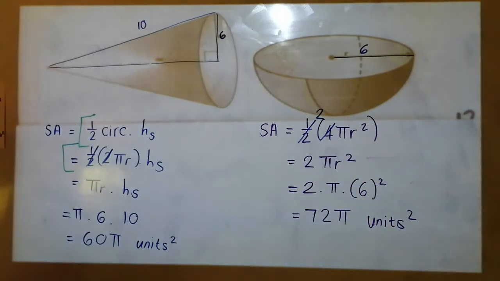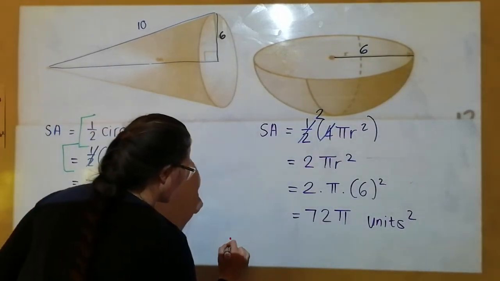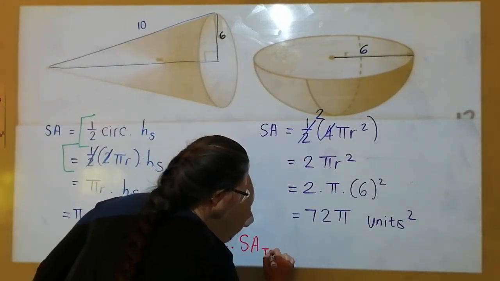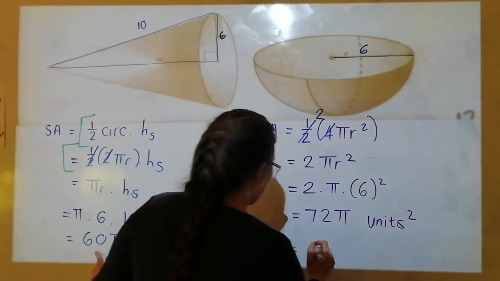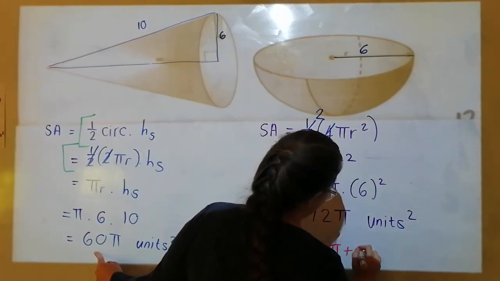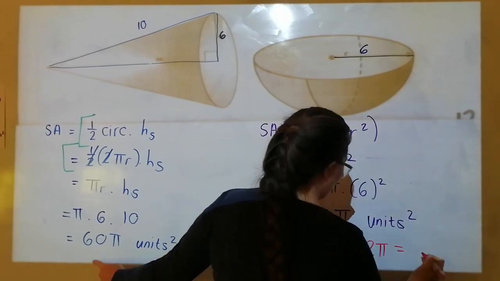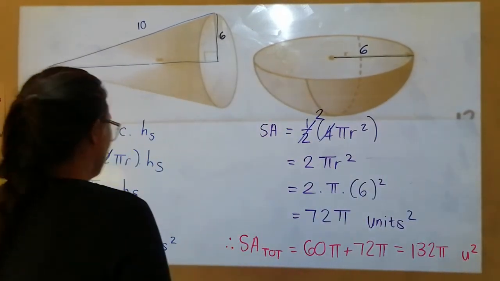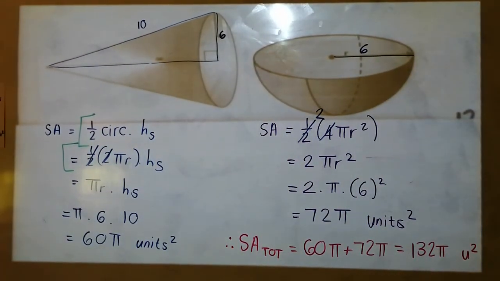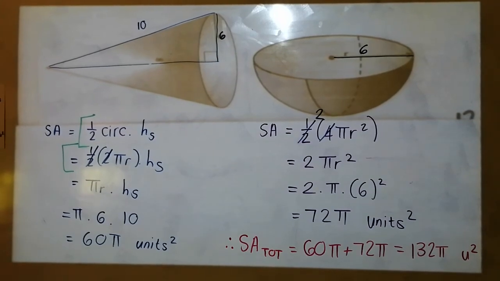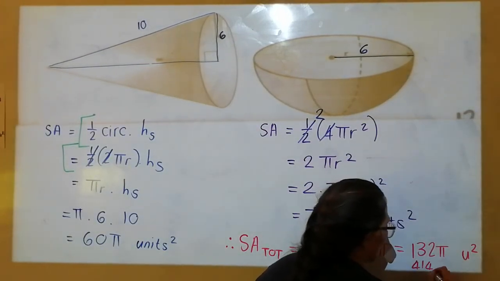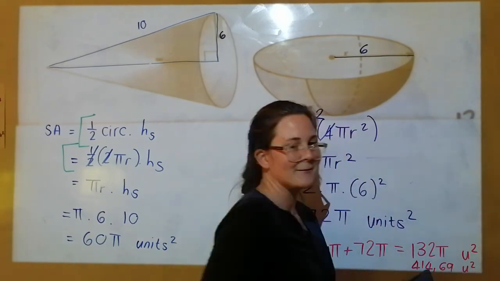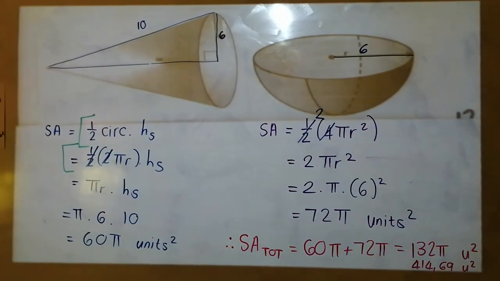So therefore, my total surface area of this ice cream cone is going to be 60 pi plus 72 pi, which equals 132 pi units squared. If you want to put that in your calculator and round it off, 132 pi is equal to 414,69 units squared. And that, boys and girls, is the end of your examples.